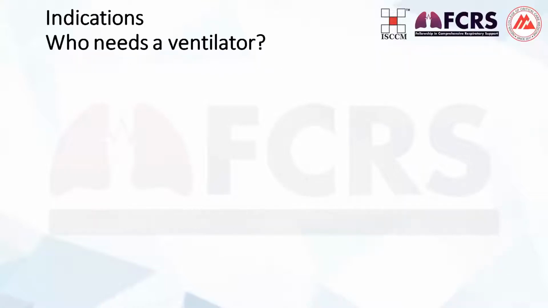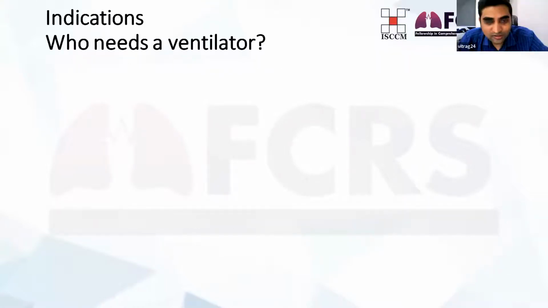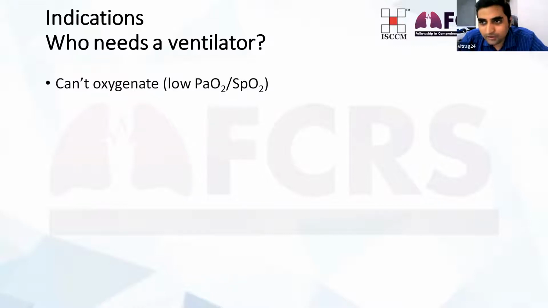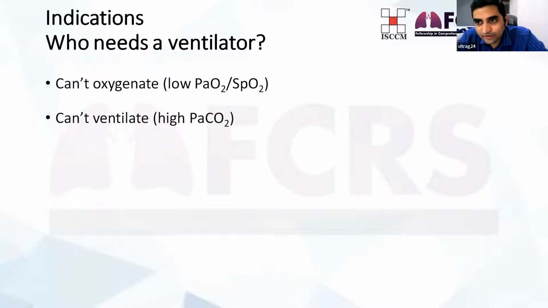Yes. Okay, sir. I'll just repeat again. We will start with the indication: why a patient needs a ventilator. In simple language, a patient cannot be oxygenated, so low PO2, low SPO2. It can be pneumonia, ARDS, or any other etiology leading to hypoxia. The patient cannot be ventilated, which can be another reason: high PCO2 or respiratory acidosis. It can be COPD, asthma exacerbation, or any other reason due to inadequacy of ventilation.